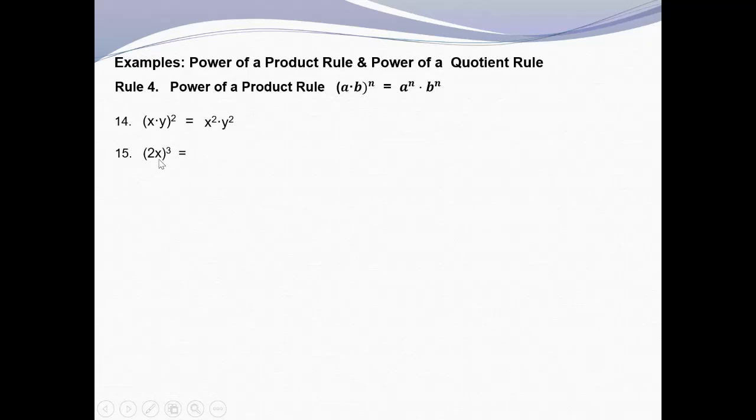Okay, now the power of a product rule and power of a quotient rule. This is rule number 4. If you have parentheses a times b to the nth power, it equals a to the nth and b to the nth power. Example, this will give us x squared times y squared. This here is going to give us 2 to the third power times x cubed, which will give us 8x to the third power.